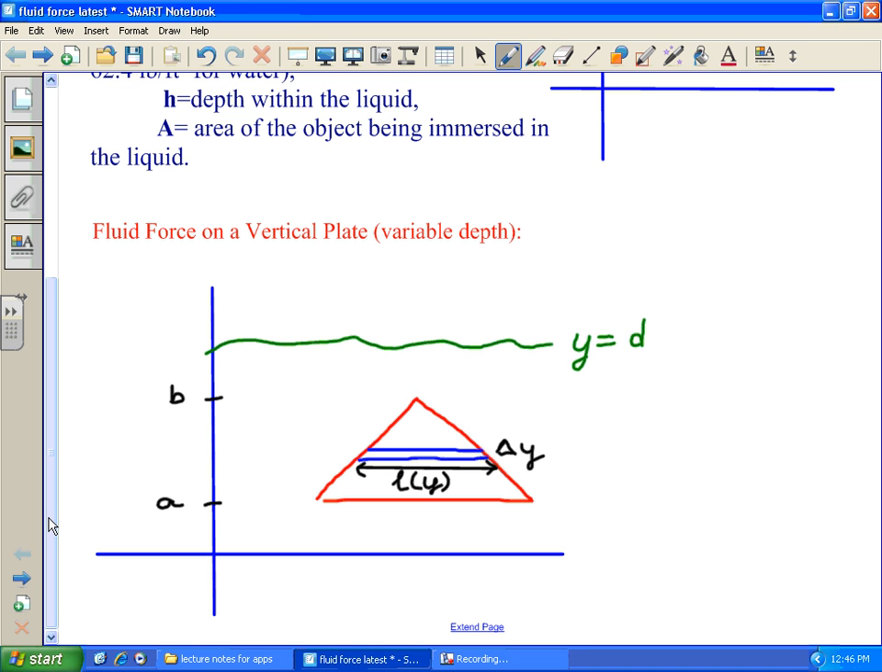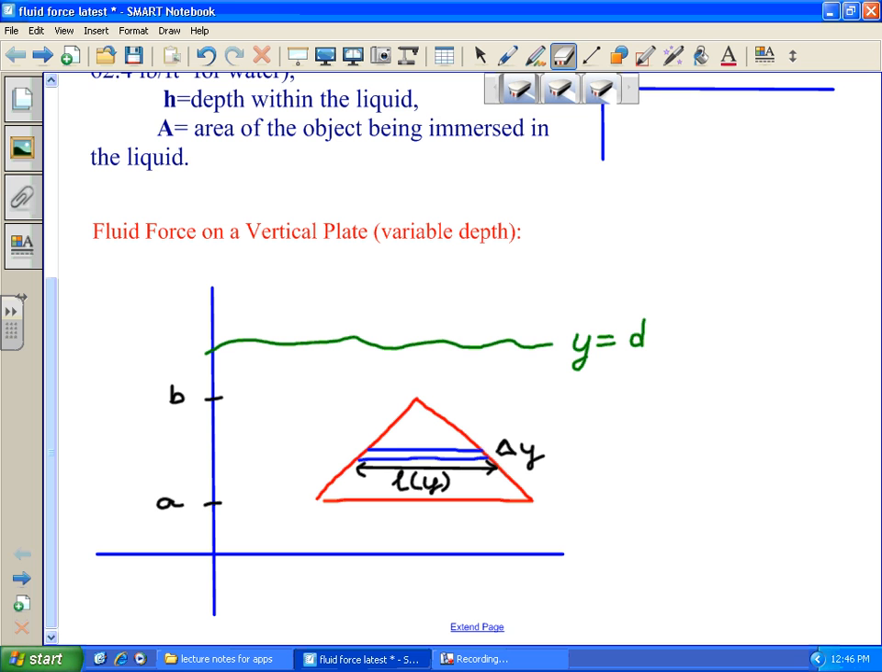Now, if I pick a vertical rectangle, could I use a simple WHA formula for a vertical rectangle? Would this have a constant depth? No, over here there's going to be more pressure, here less pressure, the further up you go. So you couldn't really slice this problem with vertical rectangles because it doesn't help you with the problem at all. To get the problem into an easier question, we slice it with horizontal rectangles where we assume depth is constant there.